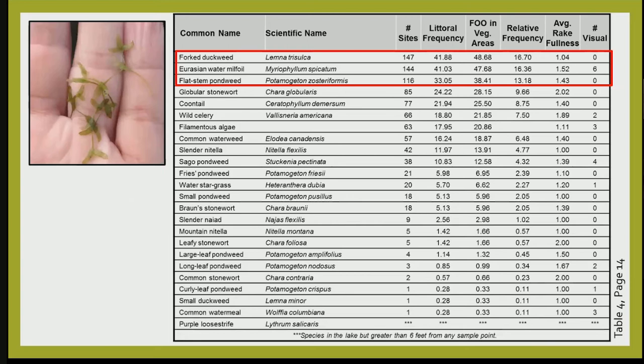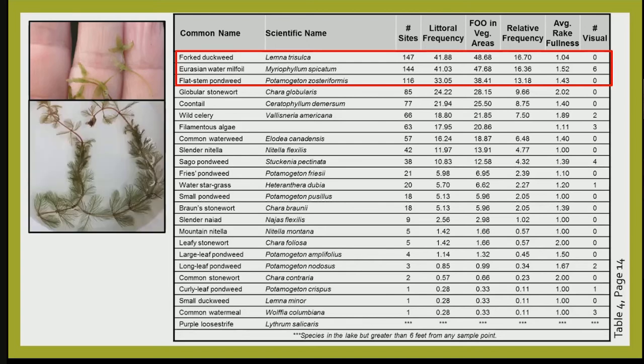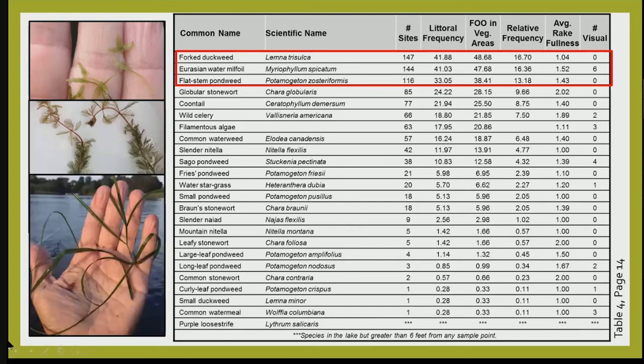And so if you follow the name forked duckweed over to the scientific name, over to the number of sites, 147, and then we get to littoral frequency, that's that frequency that I keep talking about. That was found at 42% of sites. The second most common, unfortunately, was Eurasian water milfoil, pictured at the left there. And Eurasian water milfoil was found at 41%. The third most common species was flat stem pondweed, pictured at the bottom left, and that was found at 33% of sites.